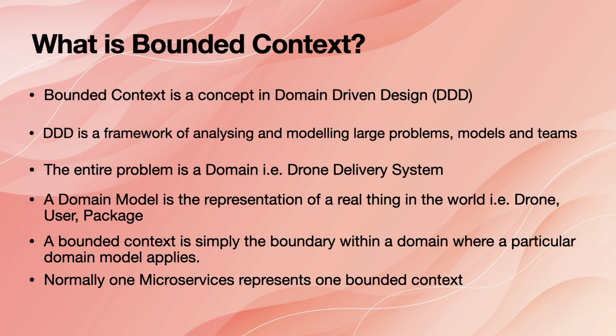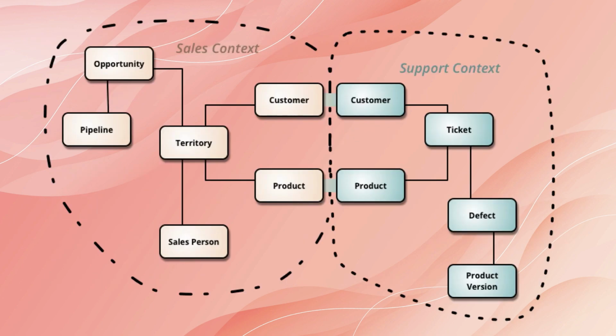And that is important because in microservices architecture, one bounded context represents one microservice. So when you design microservices, that is how you define what your microservice will include. So to understand it, we can look at this example.